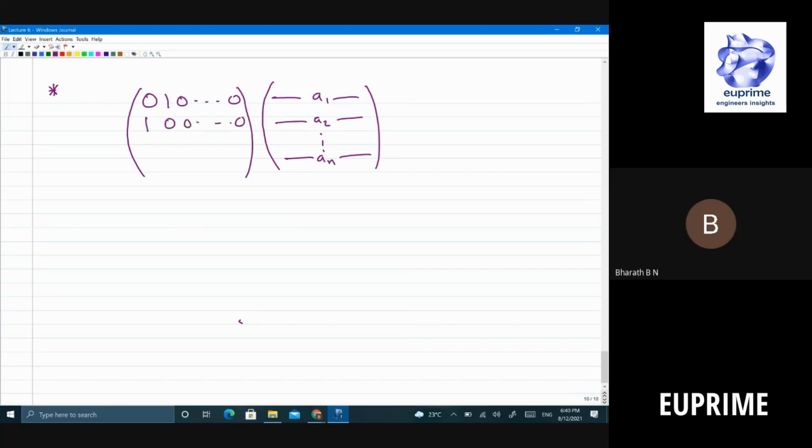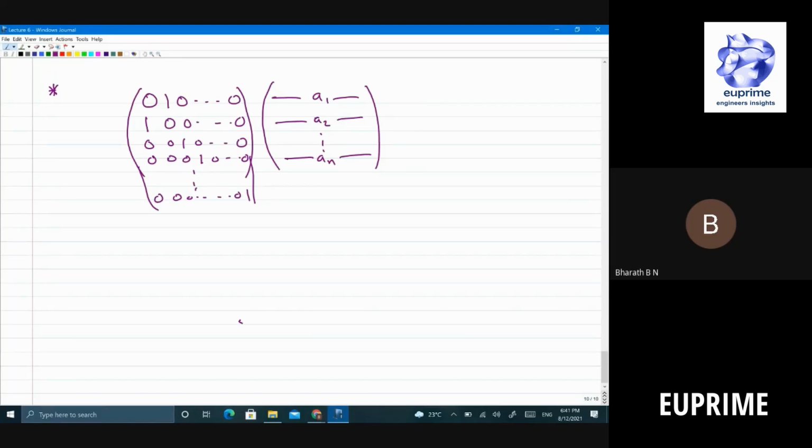Okay, exchange is done, but what about the rest? Rest should be identity matrix. So how do I select? Third row should be chosen by this, so this means 0, 0, 1, 0, etc. 0, 0, 0, 0, 1, 0, etc. 0, and so on, 0, 0, etc. 0, 1. That's how it should be. So what is the relationship between this matrix and an identity matrix?